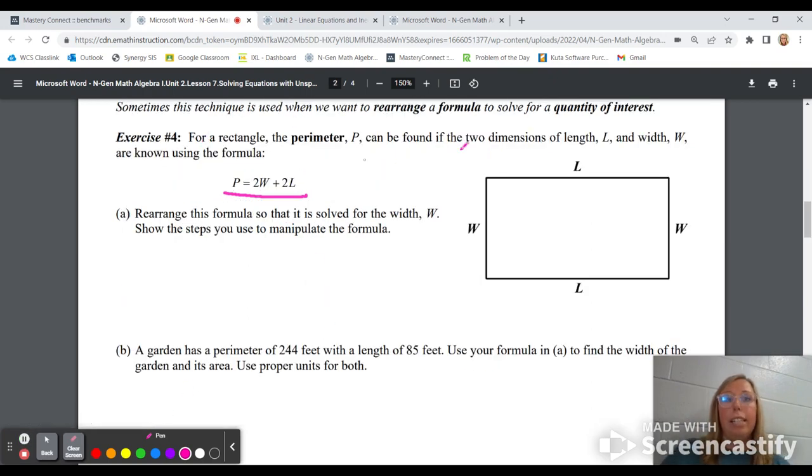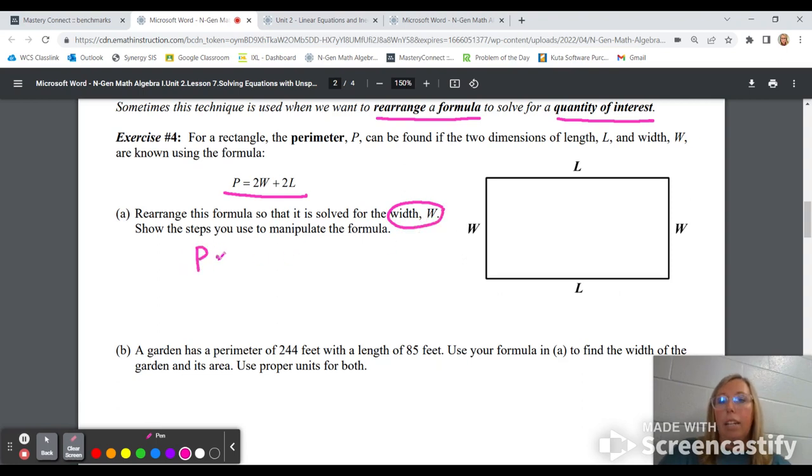Okay, exercise 4 gets into actually doing what we said earlier about rearranging a formula to solve for a quantity of interest. This is actually the name of the standard that we're doing here. So on exercise 4, they've given you the formula for perimeter of a rectangle. So 2W refers to the fact that there are 2 widths, and 2L refers to the fact that there are 2 lengths. So they want you to rearrange the formula so that it is solved for W, meaning get W by itself.